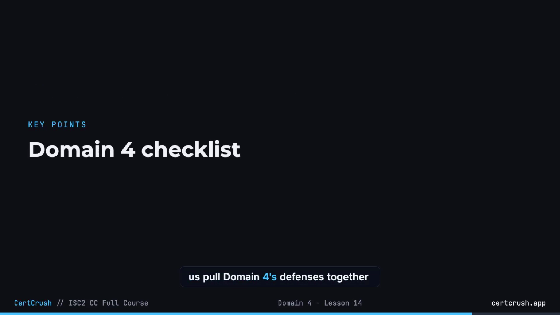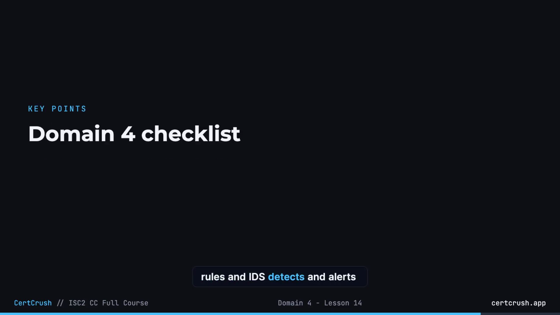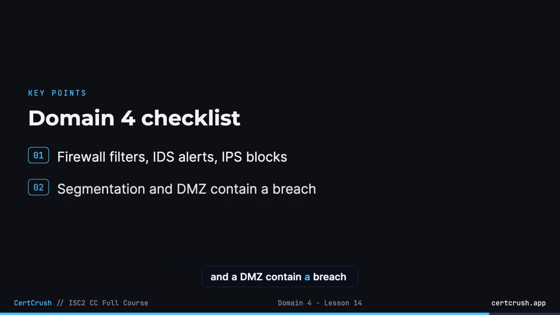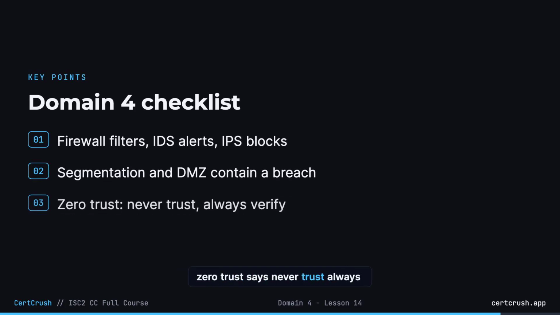Let us pull Domain 4's defenses together, checklist style. A firewall filters by rules. An IDS detects and alerts. An IPS detects and blocks. Segmentation and a DMZ contain a breach. A VPN encrypts remote access. NAC vets devices before they join. Defense in depth layers it all, and Zero Trust says never trust, always verify. In the cloud, the provider secures the cloud, you secure what is in it.